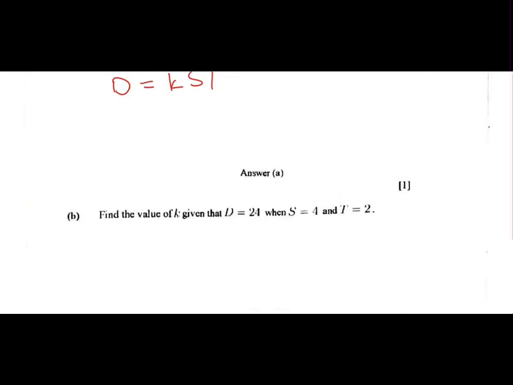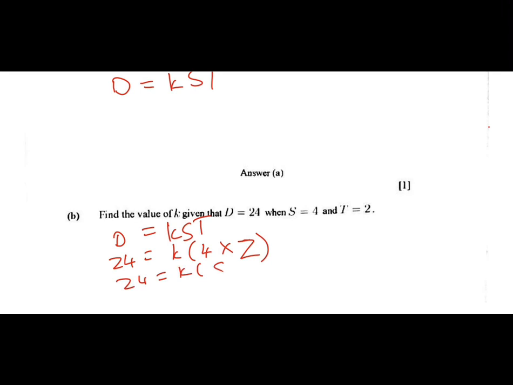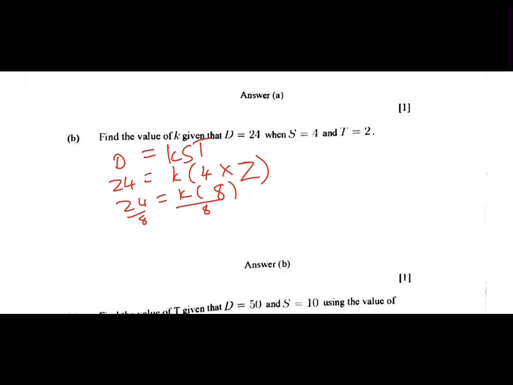Now we're asked to find the value of the constant k, given that d is equal to 24, s is equal to 4, and t is equal to 2. We rewrite our equation. D is equal to kst. 24 is equal to k multiplied by 4 times 2. So 4 times 2 will give us 8. So 24 is equal to k times 8. Then we divide both sides by 8 to remain with k on one side and the other numbers on the other side. So 24 divided by 8 gives us 3. So k is equal to 3. You can write it in the allocated space. K is equal to 3.